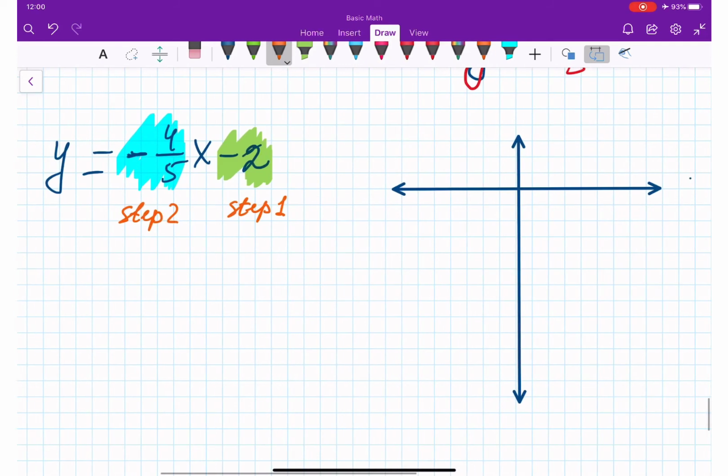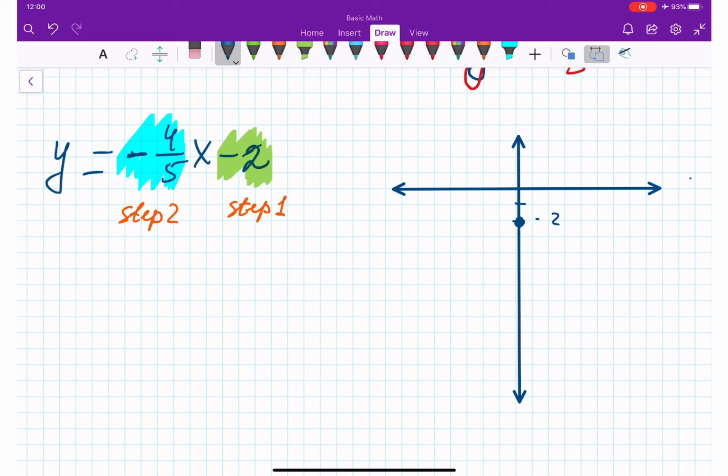Let's see how we're gonna do. So we start with negative 2, always. We always start with our y-intercept, the variable term. So negative 2, this is 1, this is 2, this is negative 2. This is the first step. Next, second step, I'm going to use slope.